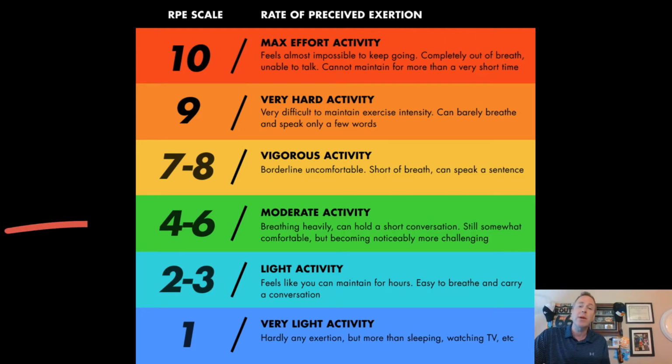4 through 6 is going to be more moderate activity. It feels like you can exercise for hours. You're breathing heavily, but you can hold a short conversation.